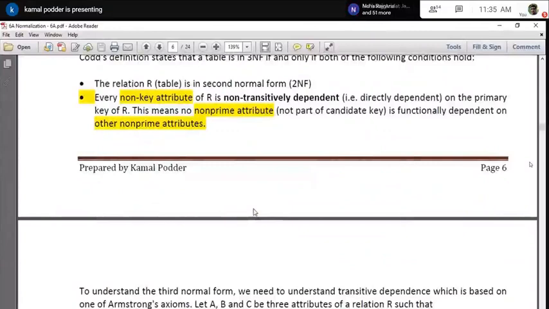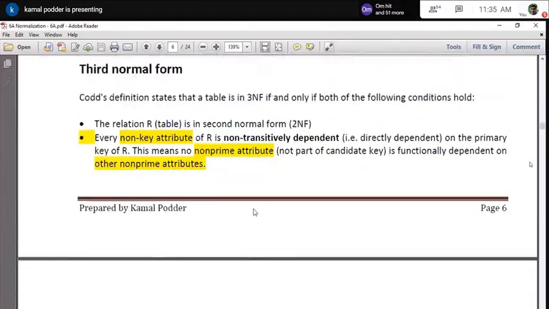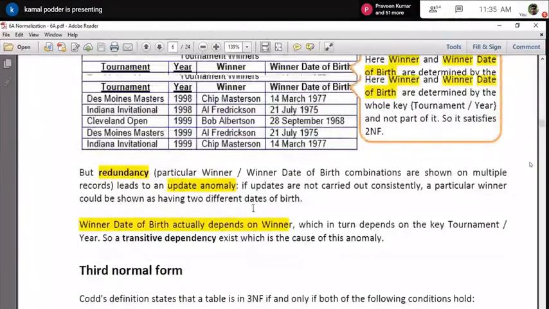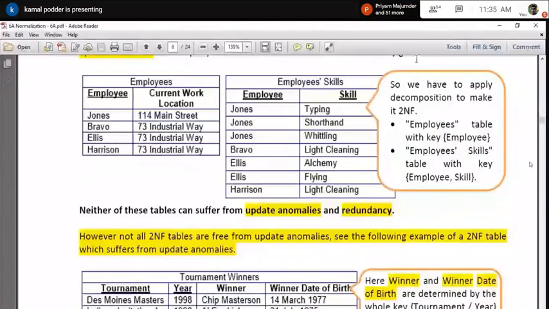First you have to achieve the second normal form. This is the prime criteria, prime guideline. Every non-key attribute in R is non-transitively dependent on the key of R. That means if you get a table, maybe not a single column, there might be more than one column. All the columns should directly depend upon the primary key, not transitively depend upon the primary key. If there is a transitive relationship with the primary key, there is a chance that there might be some problem.